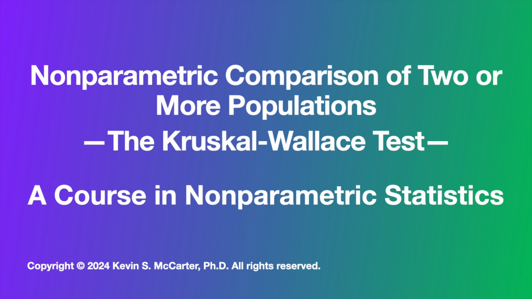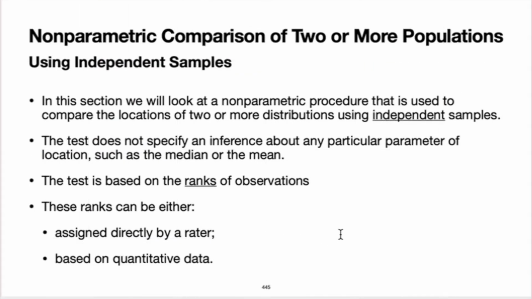Alright, now in this video we're going to look at how to perform non-parametric comparisons of two or more populations using independent samples. In this section we will look at a non-parametric procedure that is used to compare the locations of two or more distributions using independent samples. Now the test does not specify an inference about any particular parameter of location, such as the median or the mean. This is the same type of setup as we had for the Mann-Whitney test. The only difference now is we can use this procedure to compare more than two populations.